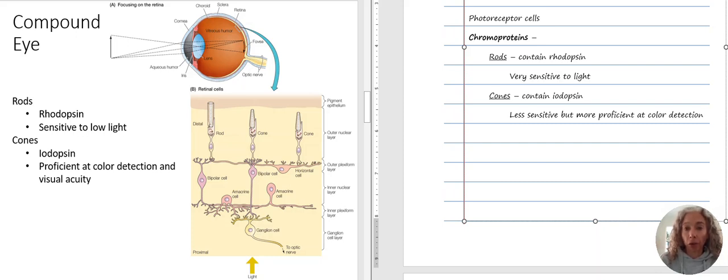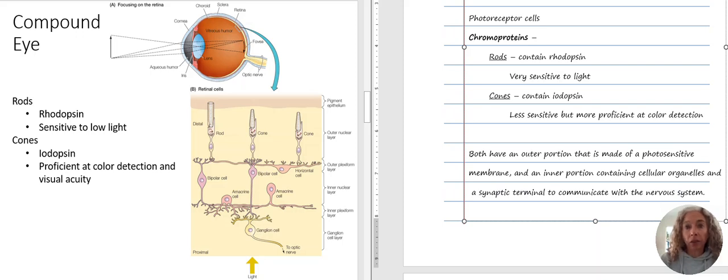The other photoreceptor cells are cones, and they have the protein iodopsin. Cones are less sensitive to light, but more proficient at color detection and visual acuity. In general, nocturnal animals are going to have more rods, and diurnal animals are going to have more cones. And this makes sense because nocturnal animals are active at night and need to have more sensitive eyes for the dark conditions.